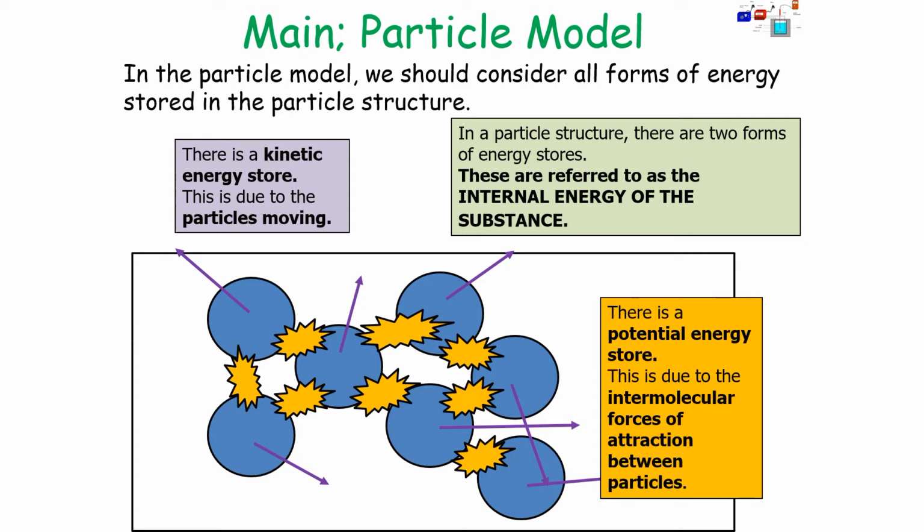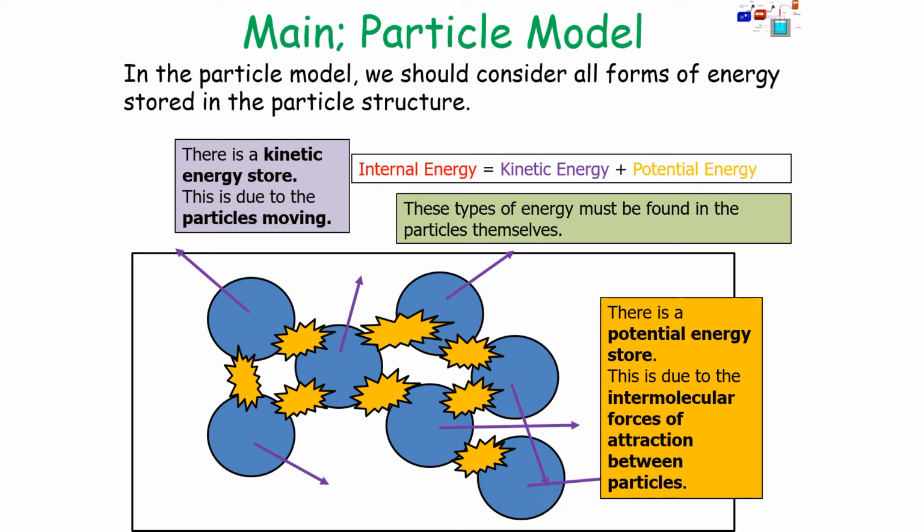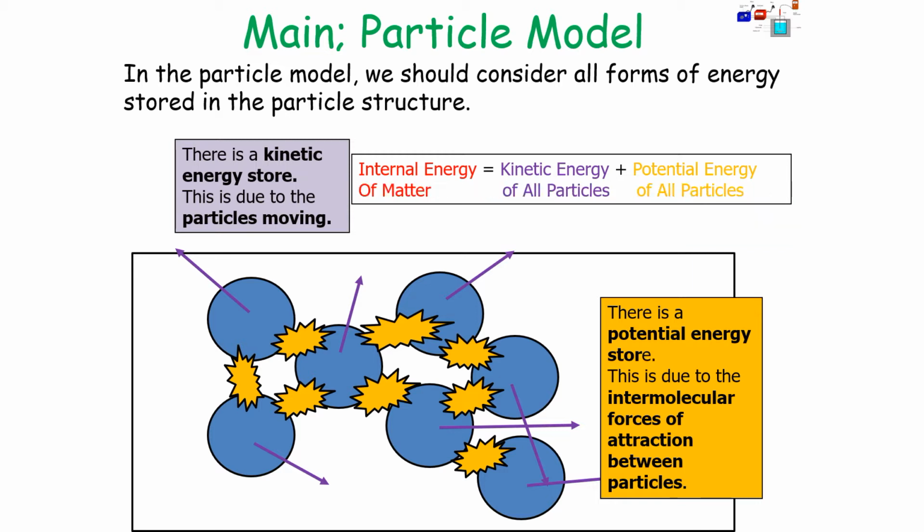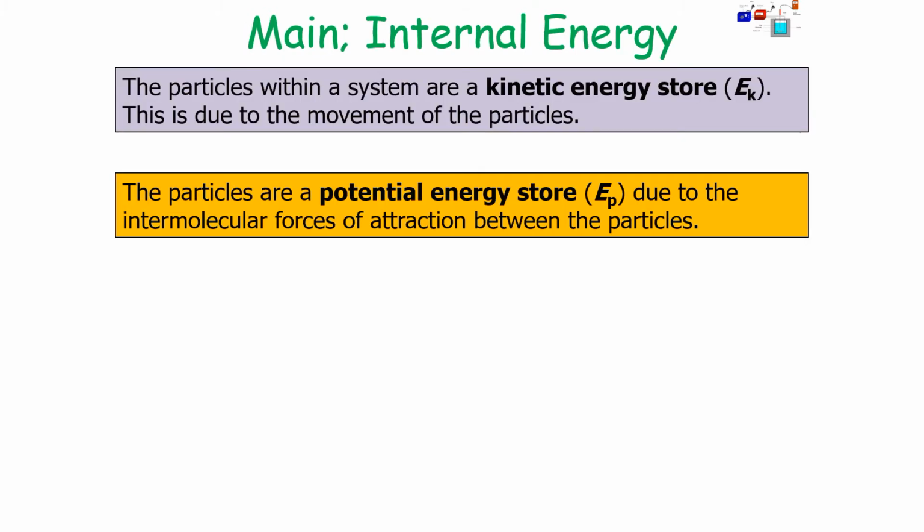Now, in the particle structure, these two stores combine to form the total energy of the particles in the actual object, and we call this the internal energy of the substance. So the internal energy is equal to the kinetic energy plus the potential energy, but because we're working out the internal energy of the entire object, that means we've got to consider all of the particles in the object. So when we say kinetic energy, we mean the kinetic energy store of all of the particles, and when we say potential energy, we mean the potential energy store of all of the particles.